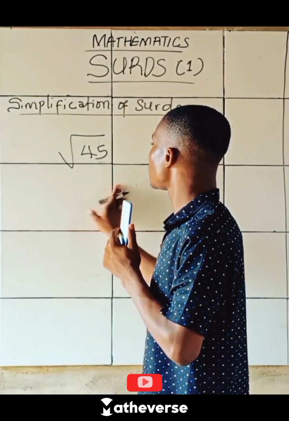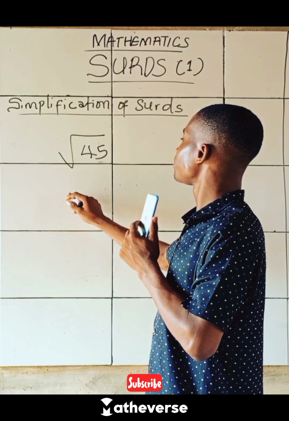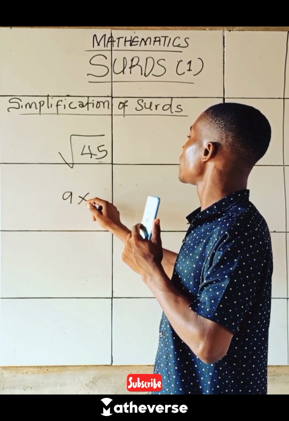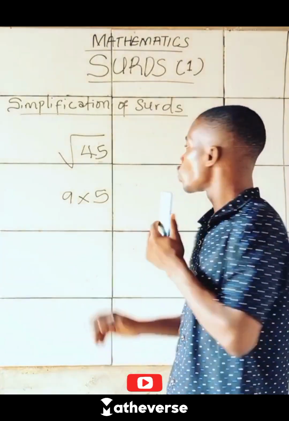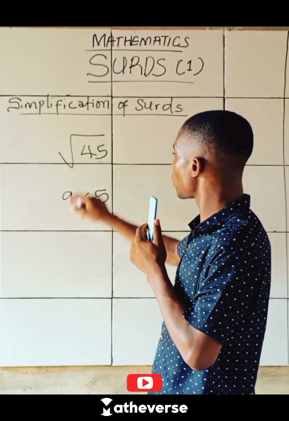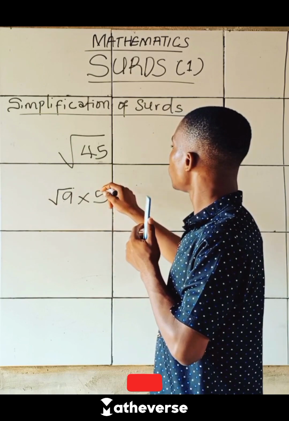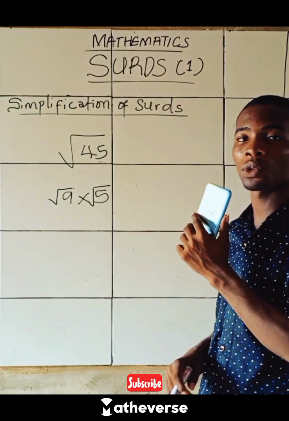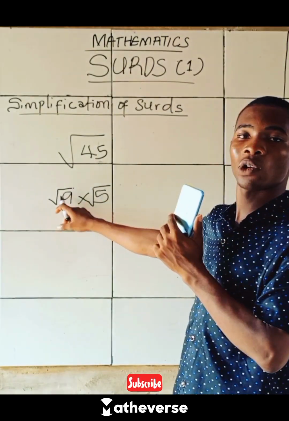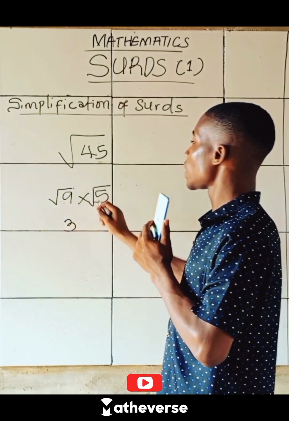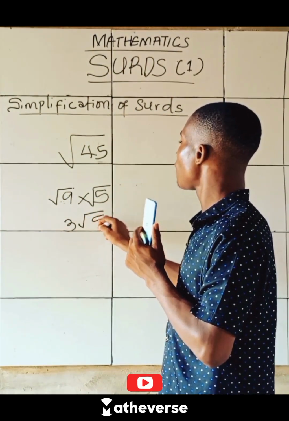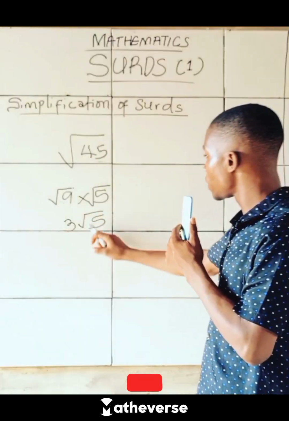That means we're going to be picking 9 times 5. This will give us 45. 9 is a perfect square. So when you express this number under the square root sign as a product of two factors, you put the square root, don't forget. Then you find the square root of 9, which is 3. So we'll now have 3 times root 5, which is 3 root 5. You see it? So this is the simplest form of this one.